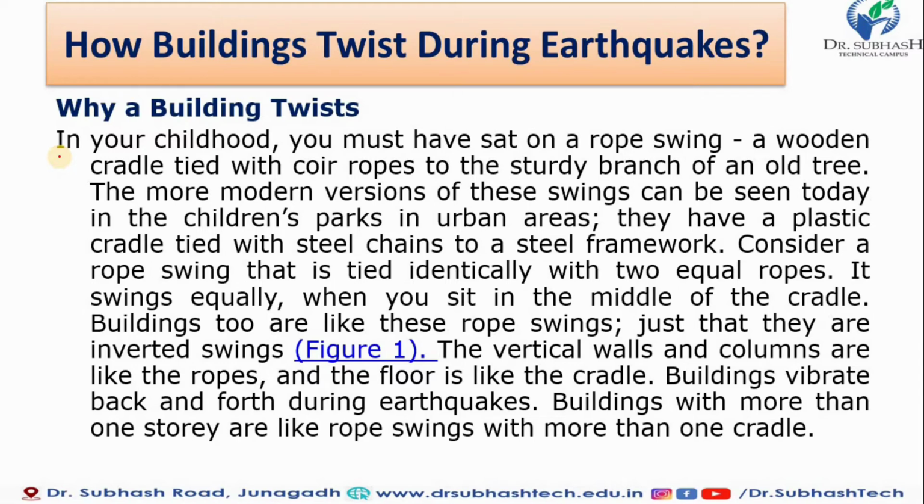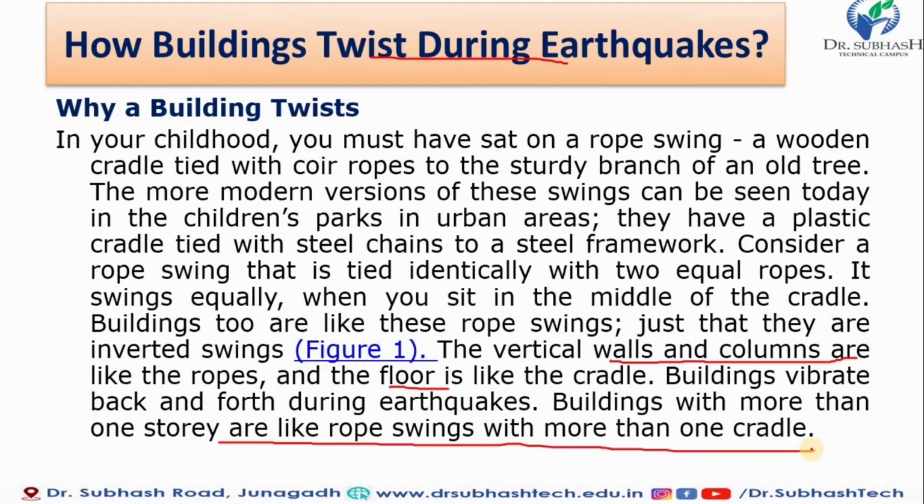The building too is like this rope swing. The vertical walls and columns are like the ropes. So in our building, what should we take as the swing? The vertical members, whether walls or columns, are the ropes of our swing. And what is our cradle? It is our floor, or you can say the slab. The building vibrates back and forth during earthquakes. A building with more than 1 story is like a rope swing with more than 1 cradle. Visualize that a single story has a single cradle. In a multi-story building, visualize the swing with different cradles at different story heights.